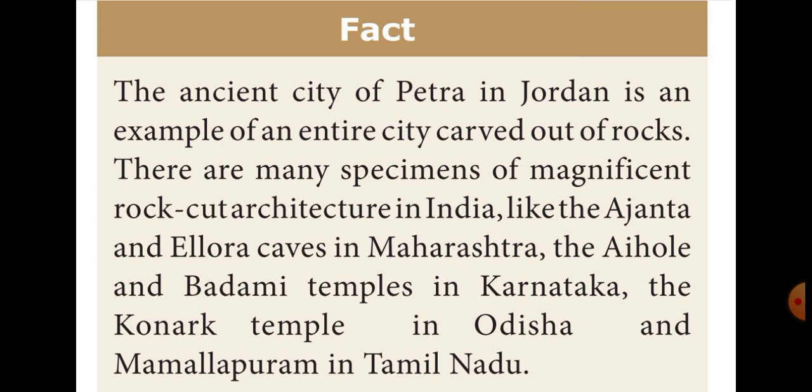The ancient city of Petra, in Jordan, is one of the best examples of architecture carved out of rocks. Also, there are many specimens of magnificent rock-cut architecture in India. For example, Ajanta and Ellora caves in Maharashtra, then Aihole and Badami temples of Karnataka, Konark temple in Odisha and Mamallapuram in Tamil Nadu. These are examples of architecture out of rocks. Now we are going to learn about each type one by one.